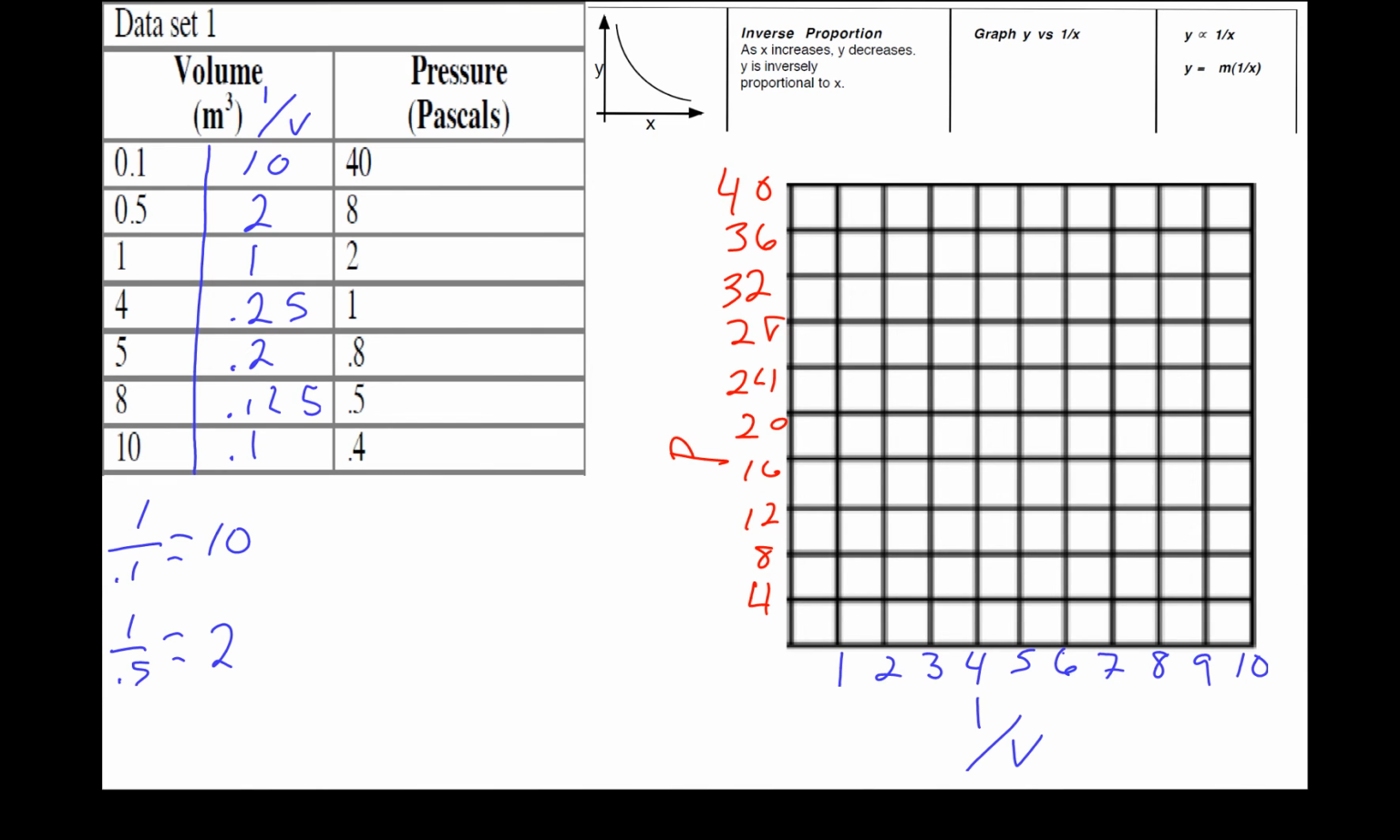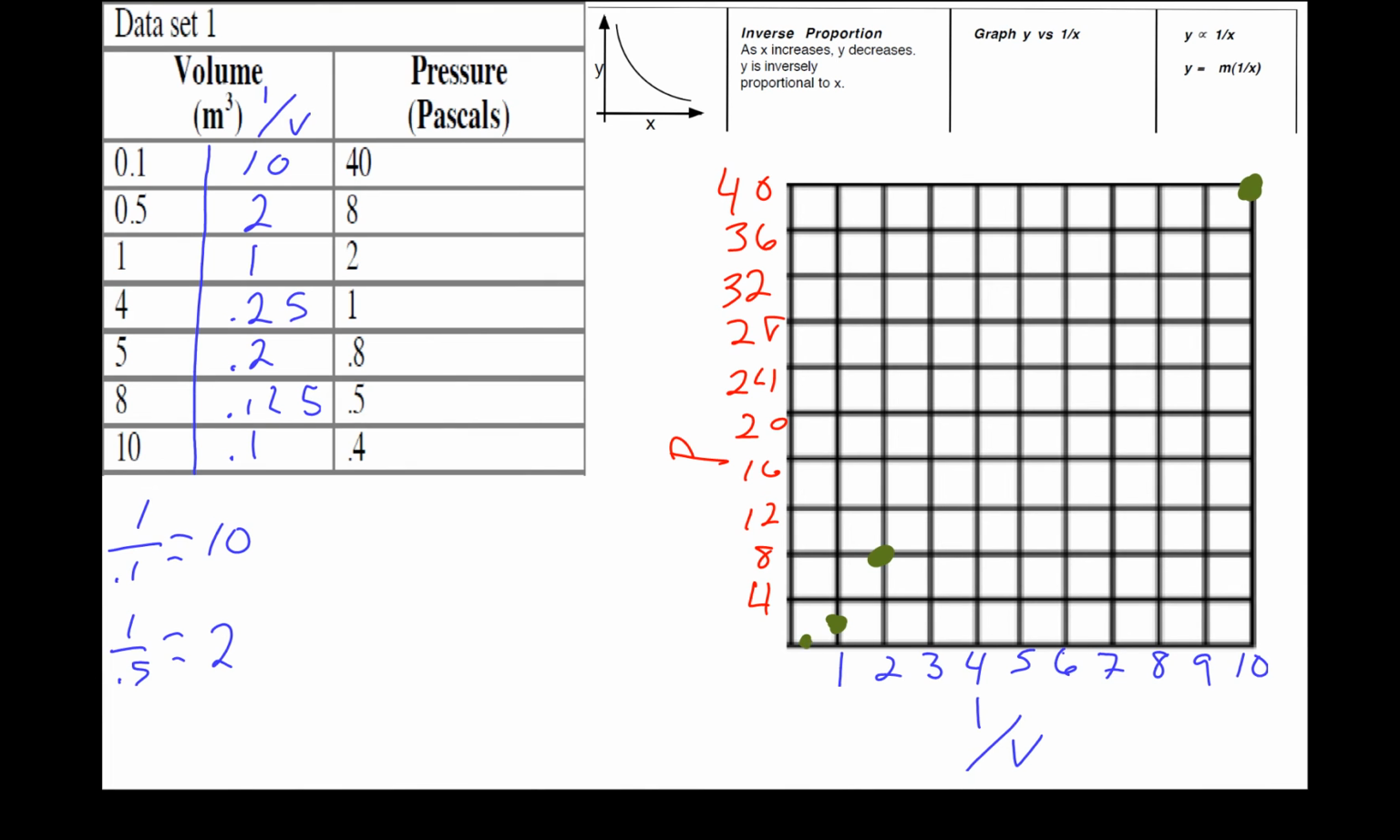So next, after I've done that, I'm going to go ahead and plot out the new points that I have. So I will start out with 10 and 40. So 10 and 40 are going to be here. Next is 2 and 8. 2 and 8 are right here. Then 1 and 2. And then finally 4 and 2.5 and 1, which is going to be close.